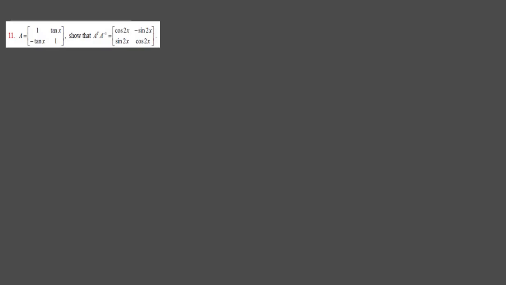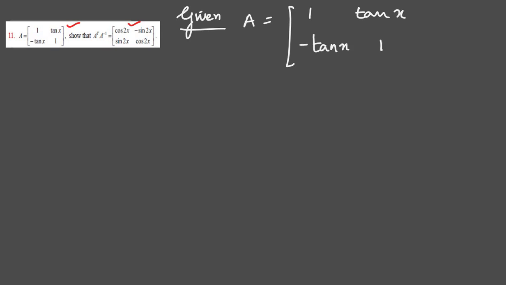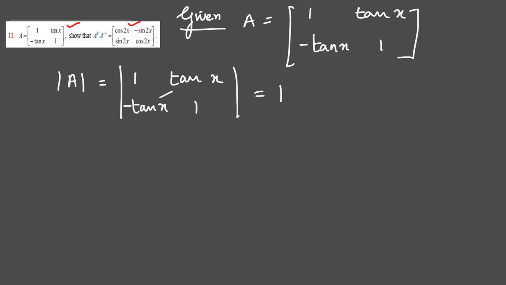Next question number 11. A is equal to the given matrix. Show that A transpose into A inverse is equal to the matrix cos 2x, minus sin 2x, sin 2x, cos 2x. So we write the given matrix A, where A is equal to 1 tan x, minus tan x 1. To find the A inverse, first we find the determinant of A. Determinant of A is equal to 1 minus of minus tan square x, which gives us 1 plus tan square x, which is equal to secant square x. Secant square x can be written as 1 by cos square x.